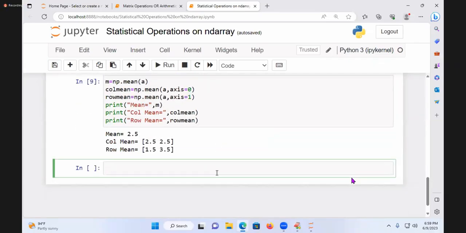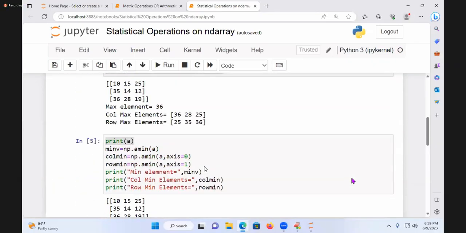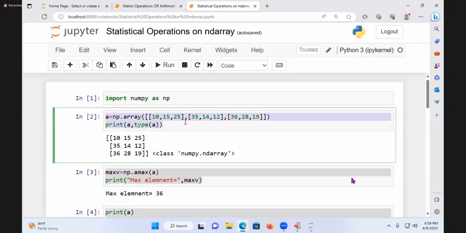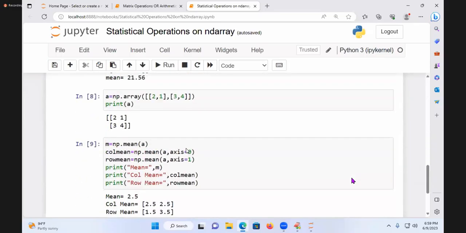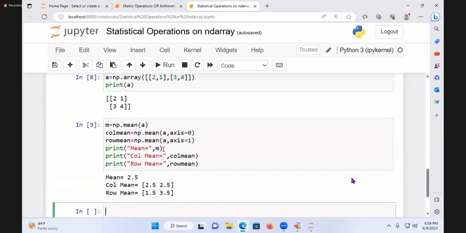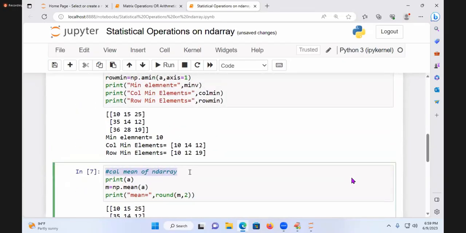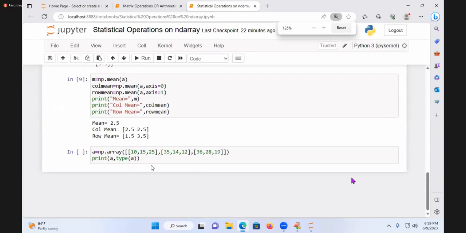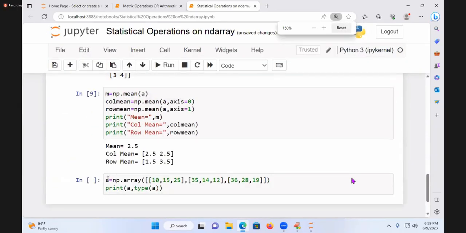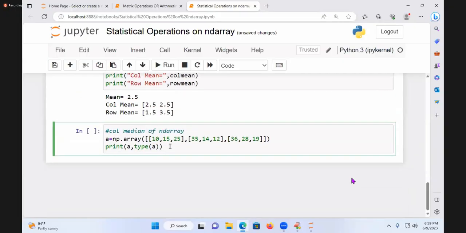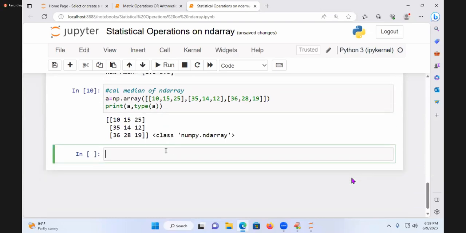I'll give you an example of that, so follow me. Here I am going to take up this matrix. This part I will carry. Here I will take up the calculation of median. I am going to write: calculation of median of ND array. Print it. Now I am going to apply the median.